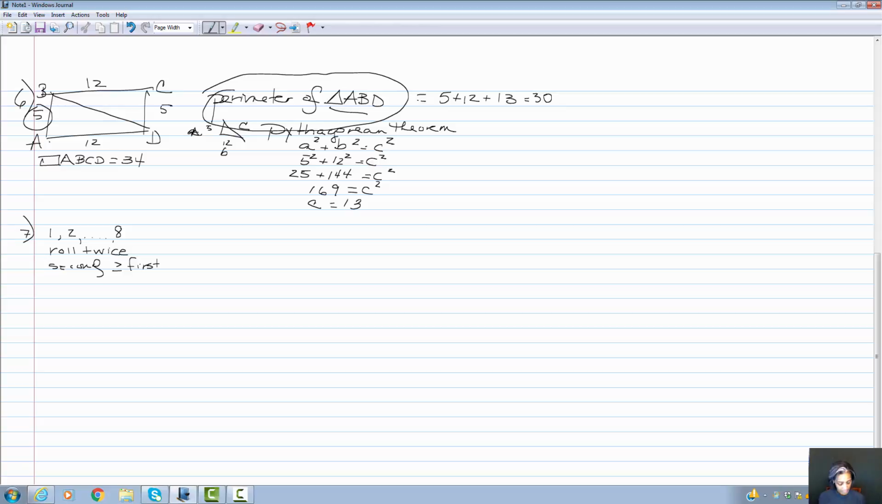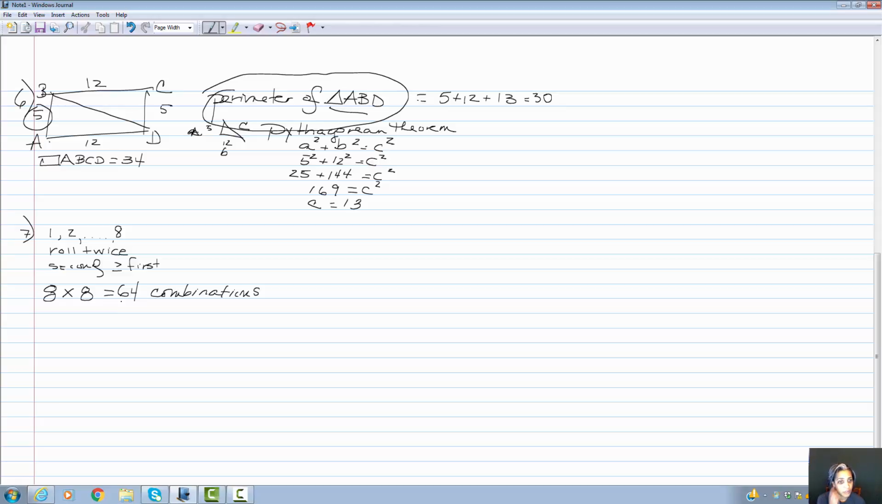Okay, so if we have an 8-sided die and we're rolling it twice, then that means that we have 8 times 8 equals 64 combinations of 2 rolls. Because there's 8 choices for the first roll and 8 choices for the second roll, and then you multiply those together and we get 64.